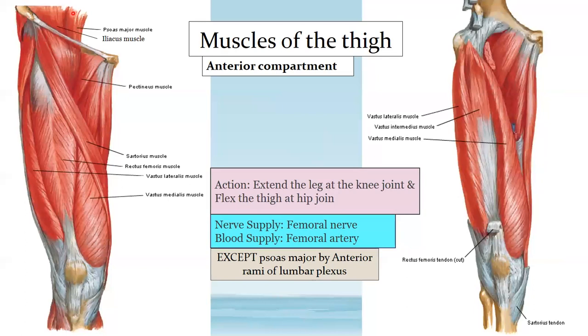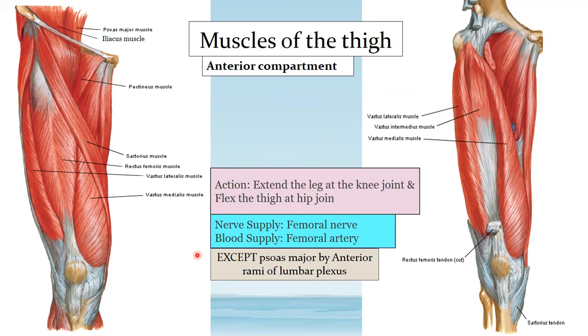Okay, you have the psoas major muscle, the iliacus muscle, the pectineus muscle, the sartorius, the rectus femoris, vastus lateralis, vastus medialis, and vastus intermedius below this rectus. Vastus lateralis, intermedius, and medialis.